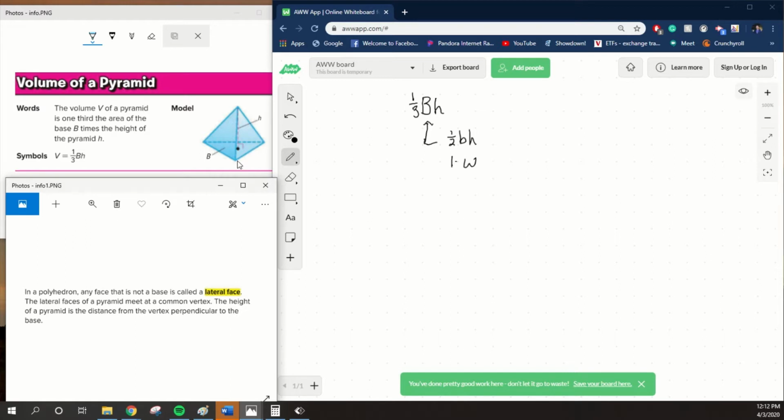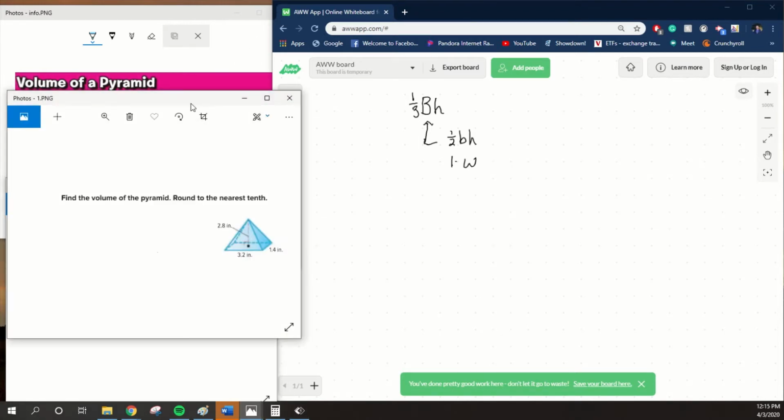That's important to note, and a couple of your questions will have you figuring out how many faces, edges, and vertices problems have, and it is on your test. So let's go ahead and look at some examples with finding the volume of a pyramid.